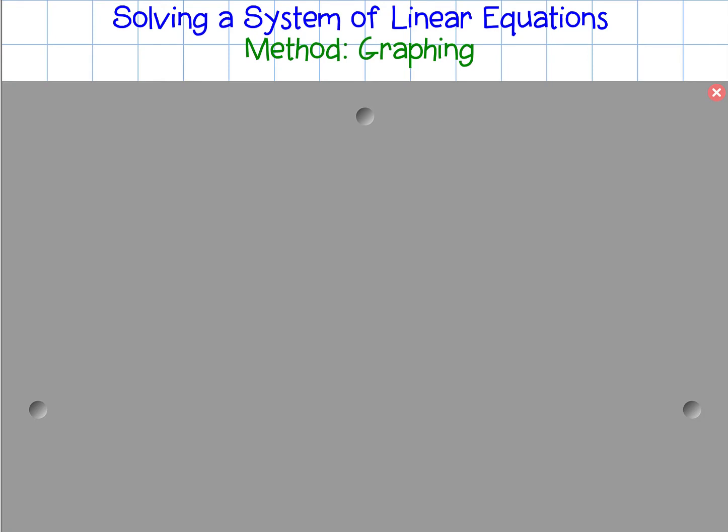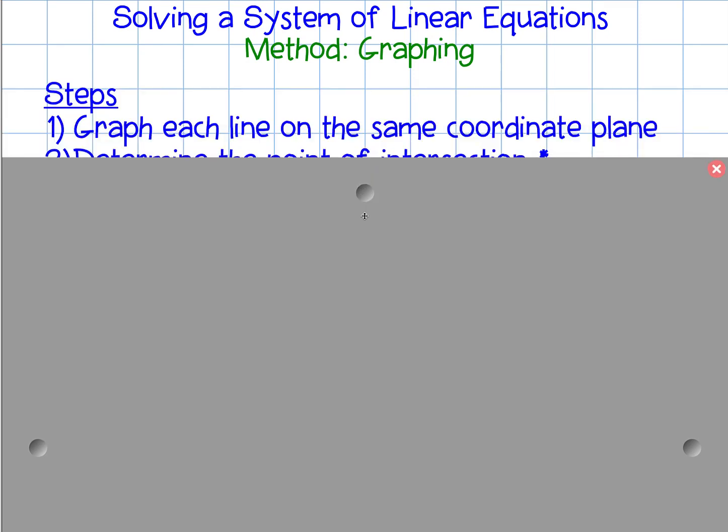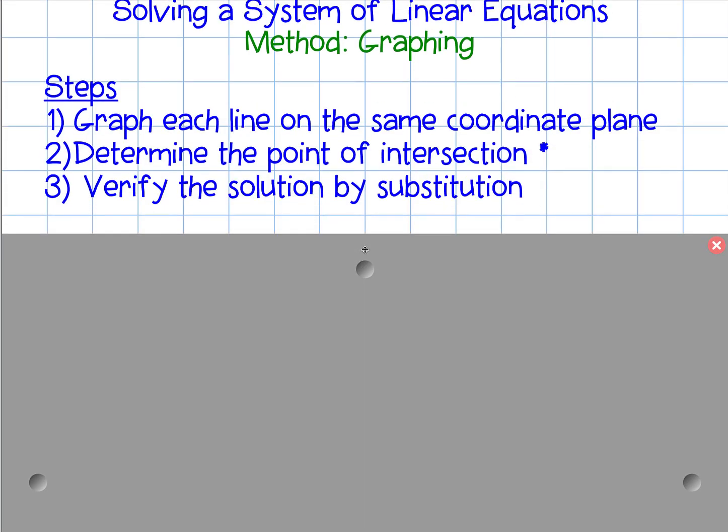Okay, so how do we go ahead and solve a system of linear equations by using the graphing method? Okay, so our steps are, first, we graph each line on the same coordinate plane. We determine the point of intersection. There's a little asterisk here for a reason, because sometimes there's an issue with what is the point of intersection. Okay, and then we verify our solution. So by substitution, which means you algebraically replace the x and y into each equation separately with the numbers for the coordinates of that point of intersection, and you make sure that it does satisfy both equations.